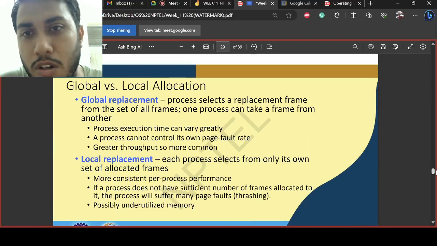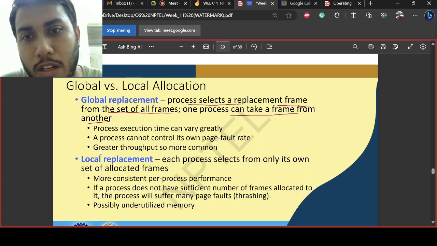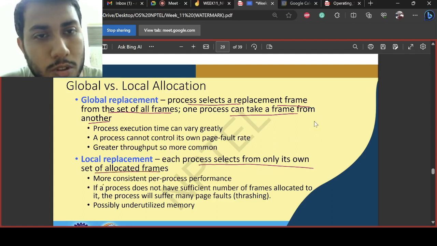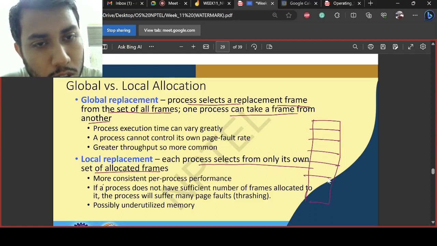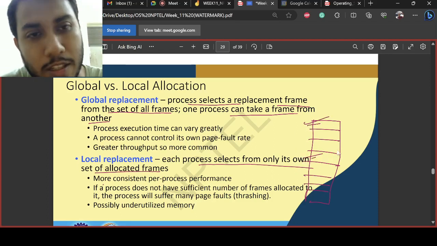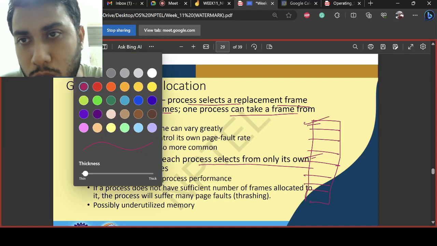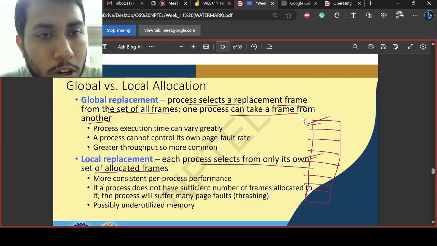And then there comes global replacement versus local replacement. In global replacement, a process selects a replacement frame from the set of all frames. One process can take a frame from another one. In local replacement, each process selects only from its own set of allocated frames. So in global replacement, you need a free frame, you select any one which is free. It doesn't matter which process is currently using it. But in local replacement, what happens?